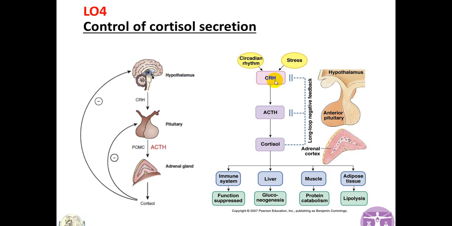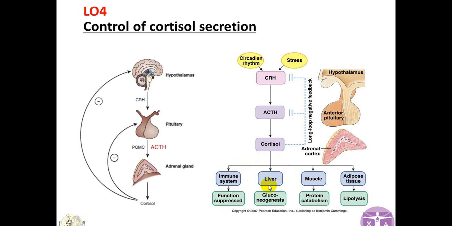And the CRH will stimulate the anterior pituitary gland to secrete the adrenocorticotrophic hormone, which will stimulate the adrenal cortex to secrete the cortisol. And the cortisol has several actions. It will act on the immune system and it will suppress the immune system. Therefore, sometimes we can use steroids, synthetic steroids as drugs to suppress immunity in autoimmune diseases.